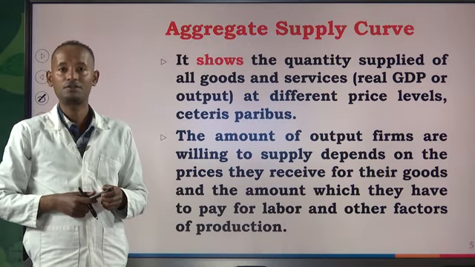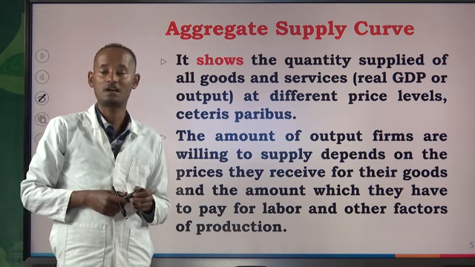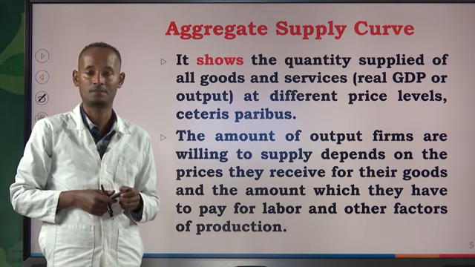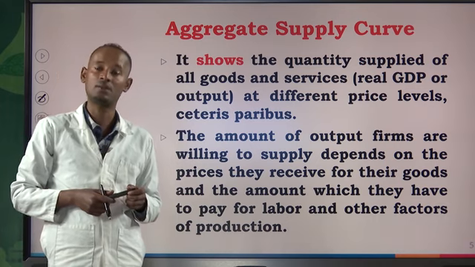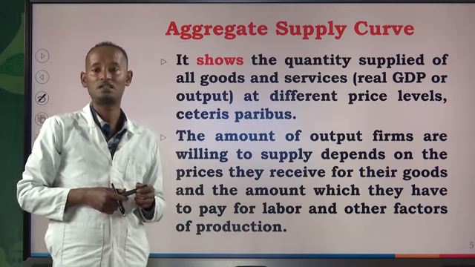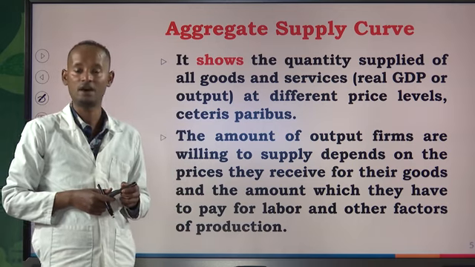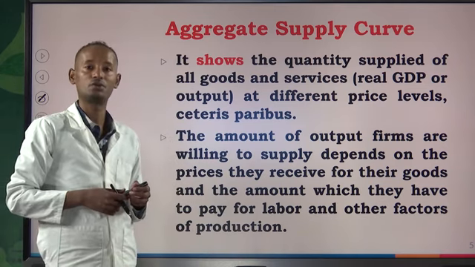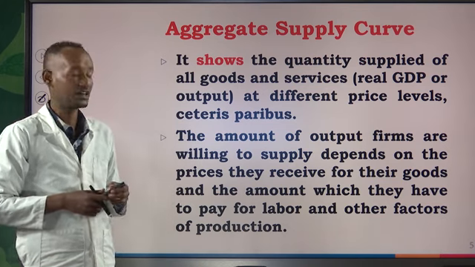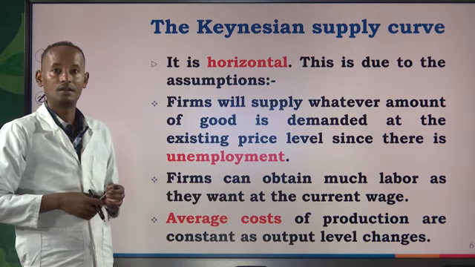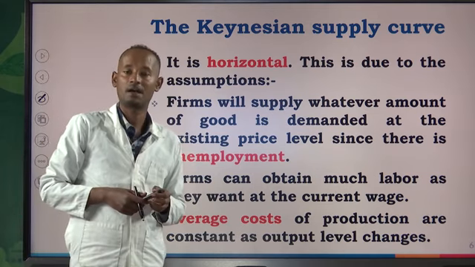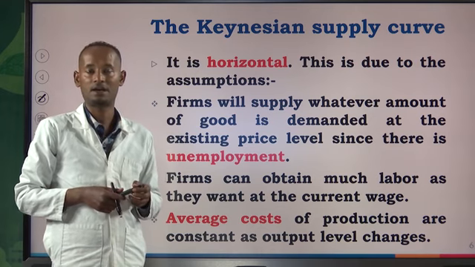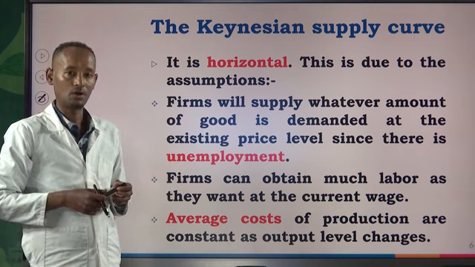The aggregate supply curve shows the quantity supplied of all goods and services, or real GDP, or output, at different price levels, ceteris paribus. The amount of output firms are willing to supply depends on the price they receive for their goods and the amount which they have to pay for labor and other factors of production or resources which are used to produce the commodities or provide the services. There are different types of aggregate supply curve: the Keynesian aggregate supply curve, the classical aggregate supply curve, and the long run aggregate supply curve.